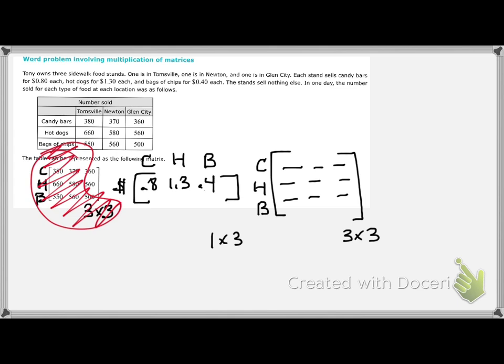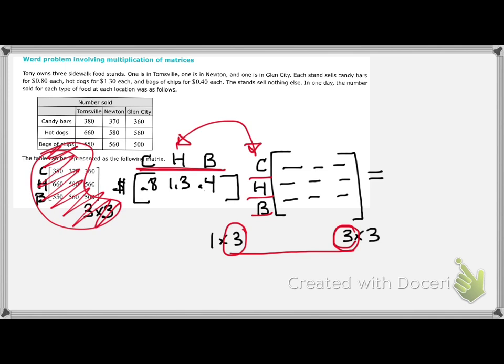All right, now I can multiply these two matrices. And I can see that these two numbers match, which means that I can multiply them. And then I can also see that not only do these two numbers match, but what they mean matches as well. Because this 3 is the 3 columns of this matrix, C, H, and B. And this 3 is the 3 rows of this matrix, 1, 2, 3 rows. And do you see how those match? You see CHB matches CHB.